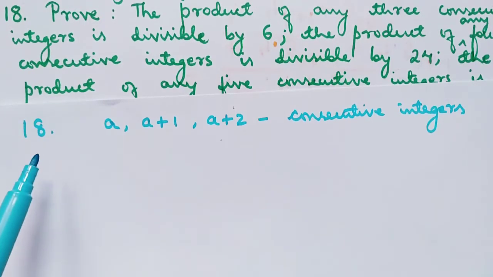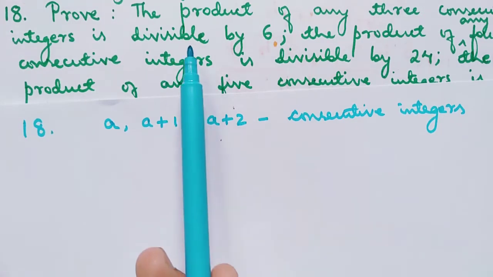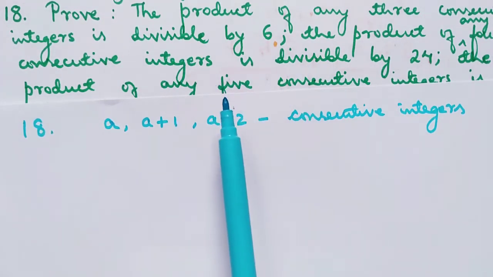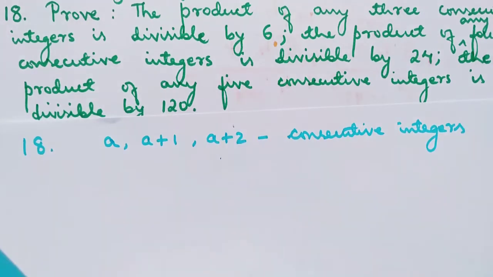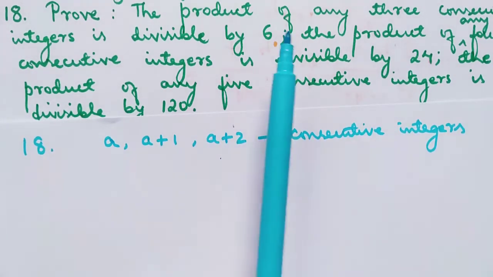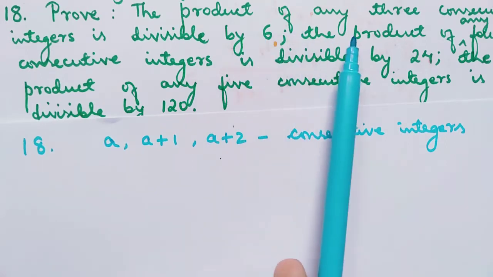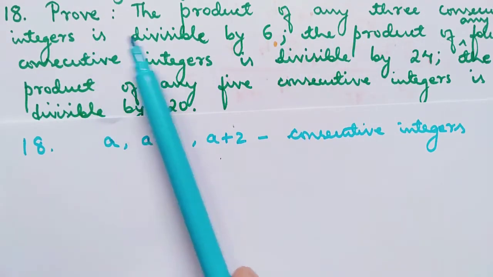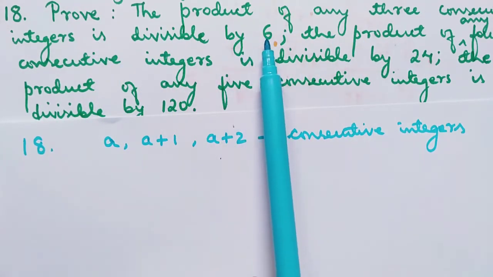In this video, I'm going to continue question number 18 from problems 2.3 of Elementary Number Theory by D.M. Burton. First, I will do the first part. The second and the third part follow from the first part. Prove that the product of any three consecutive integers is divisible by 6.